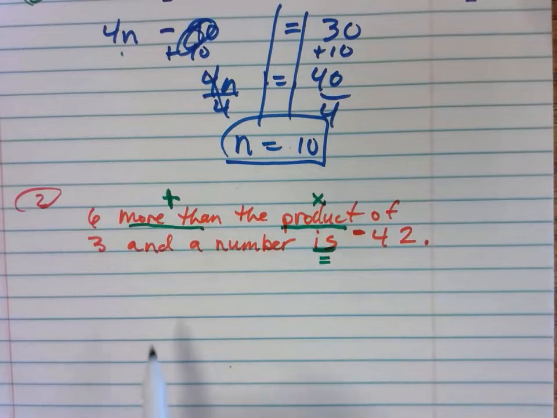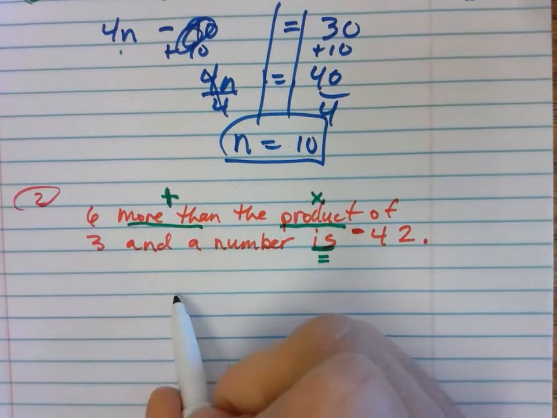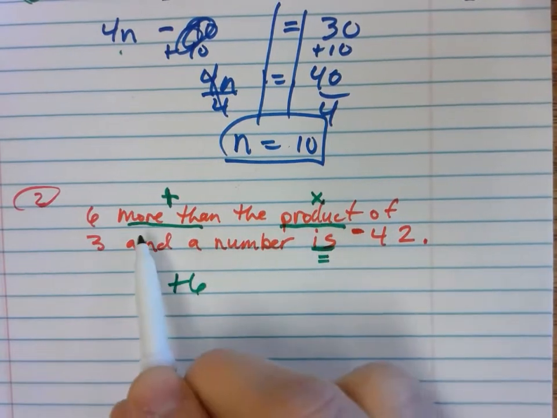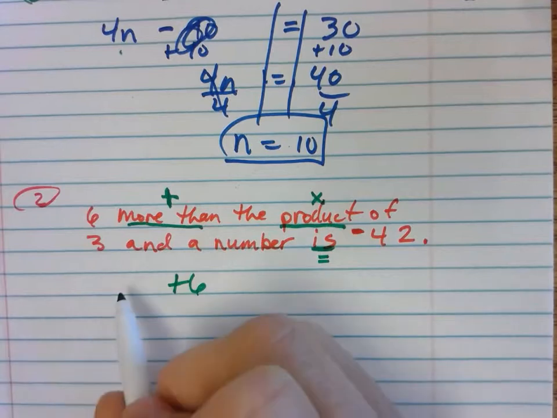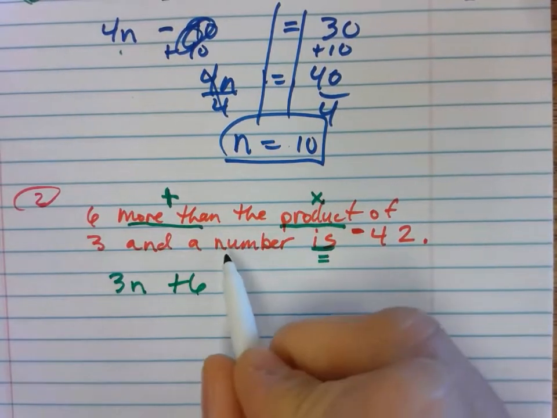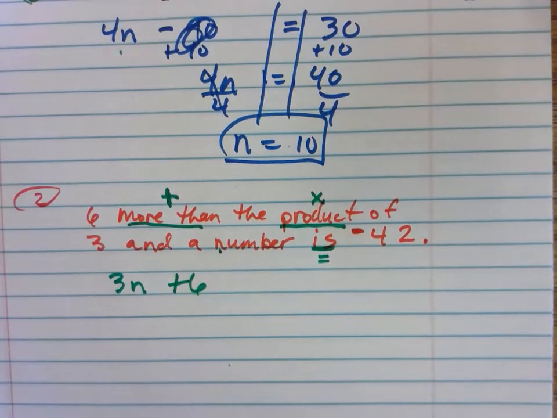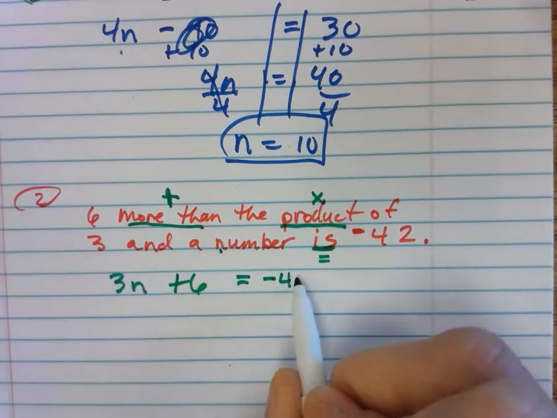So how do you write 6 more than the product of 3 and a number? 6 more. So that means you're going to do plus 6 on something, right? 6 more than is going to be a plus 6. How do you write 3 and a number? Well, that would be just 3n. Or you could use any variable. I'm just going to use n because n is the first letter in the word number. That's why I like using n. But you could use 3x or 3b or whatever. And we know it's going to set it equal to negative 42.